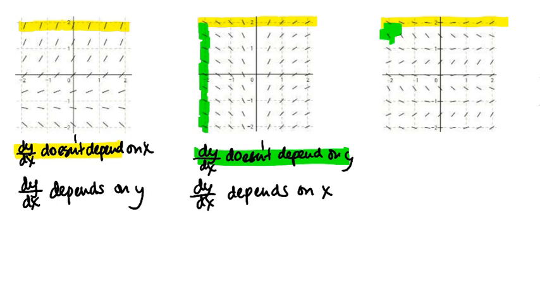Over here, I'm scanning up and down, and I'm seeing different slopes. This one's going to be where dy/dx depends on both x and y. Okay, so we're going to be looking for x and y in the formula for dy/dx.